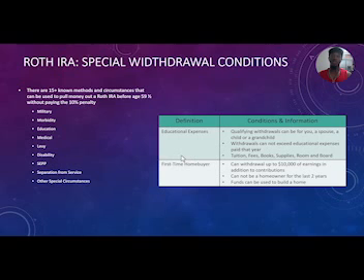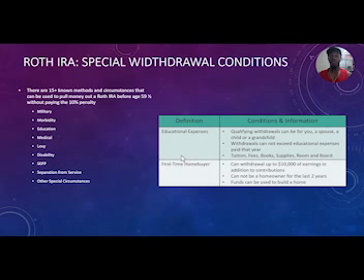Okay, here we are on the next slide. So we talk about the special withdrawal conditions. The IRS on their website has probably about 12 or 15 different special exceptions that can be met that will allow you to pull money out of a Roth IRA outside of the 3 normal cases that I spoke about on the previous page.